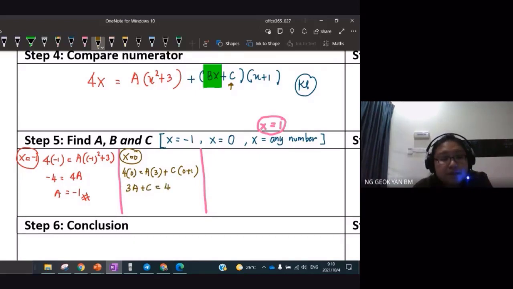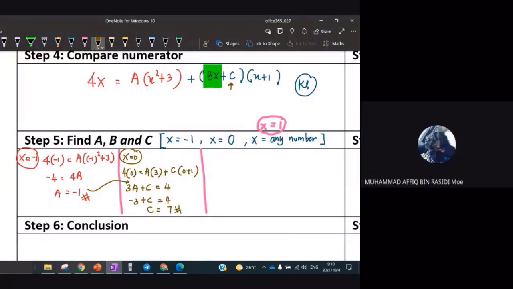Saya dah akan jadikan subjek unknown yang saya nak dapatkan sebagai subjek di kiri. So you have the value of A as -1. Please substitute here. So you get -3 plus C equals to 4. So what is the C value that you obtain? It's 7. Am I right? Is it the same with mine or any calculation?